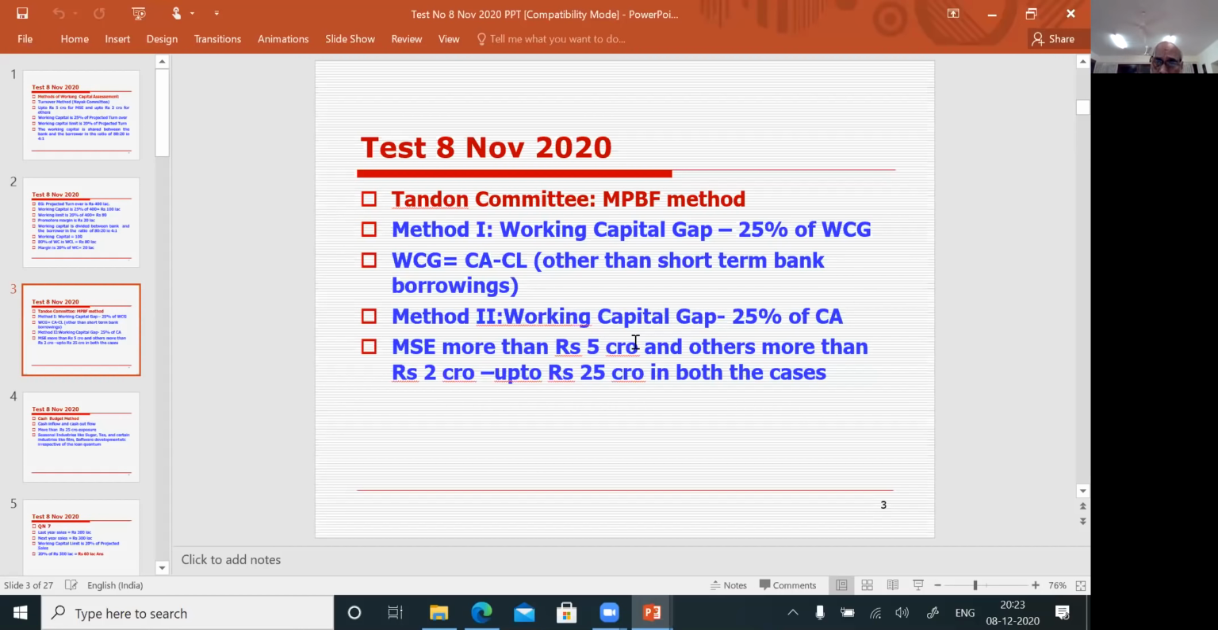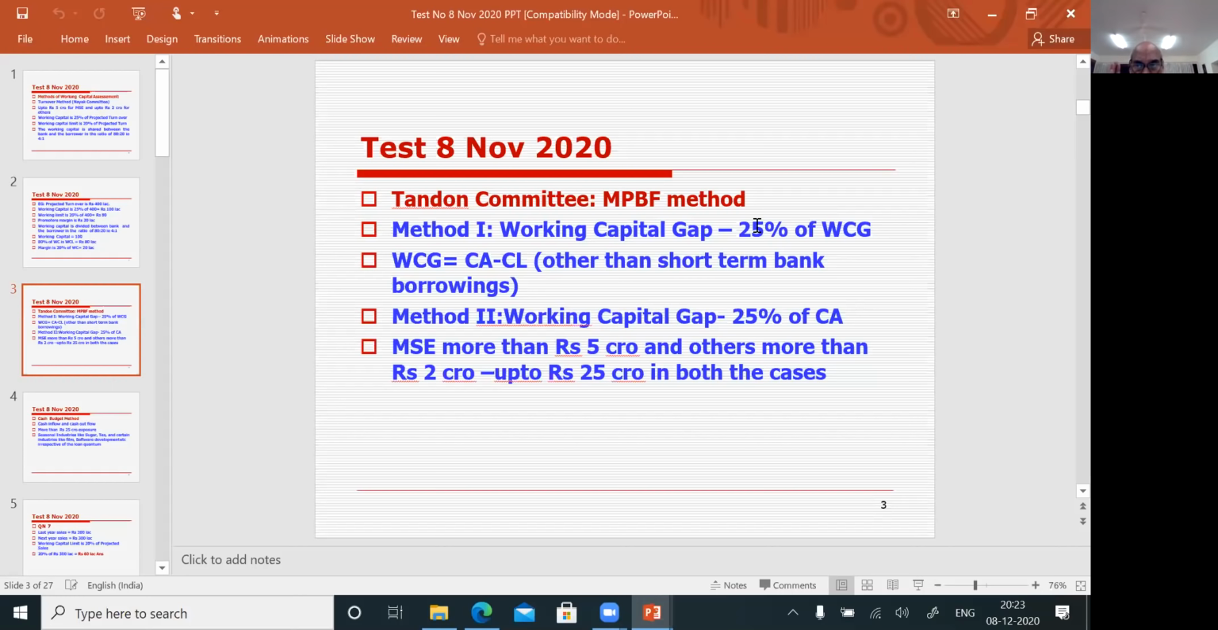If they ask the question, you should not miss. Under method 1, how is the working capital limit fixed by the bank? The working capital limit as per the Tandon Committee first method is working capital gap minus 25% of the working capital gap. The 25% of the working capital gap is the promoter's margin.